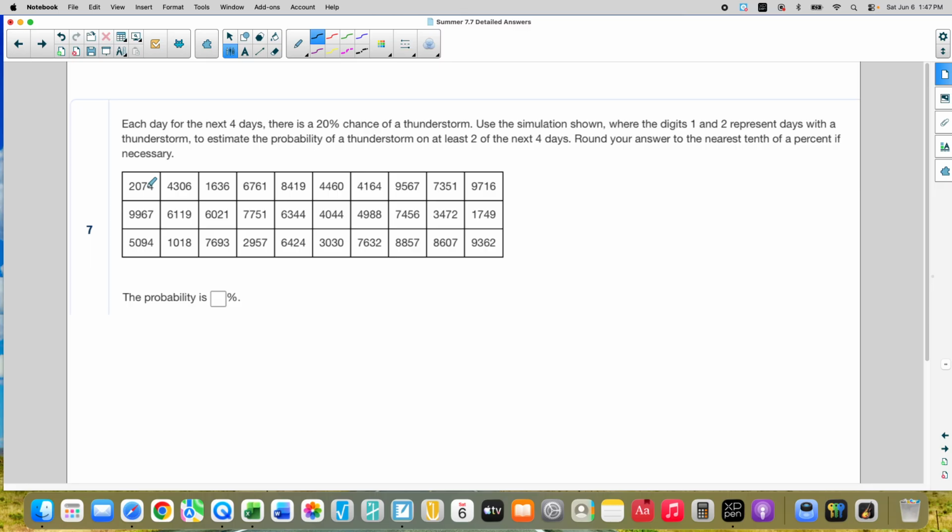Okay, once I figured that out, I was like, okay, when does it rain 2 out of the 4? Well, that's not a situation. One day it only rained 1 of the 4, none of the 4, 1 of the 4. And so I went and looked to find how many situations of the 30 where it rained twice.